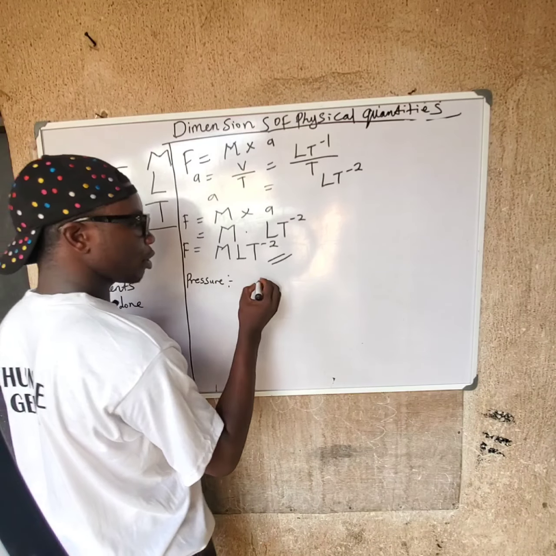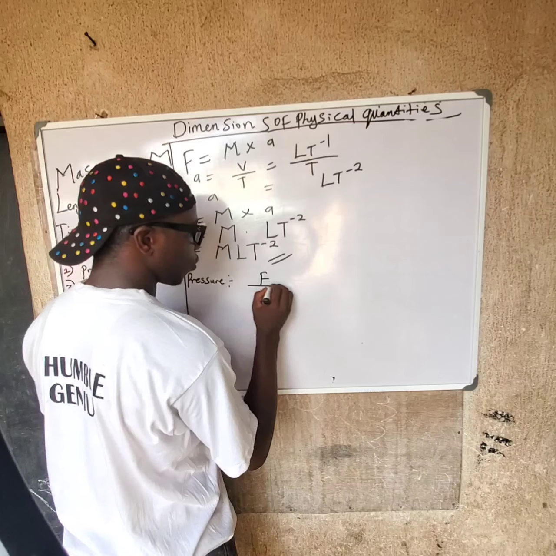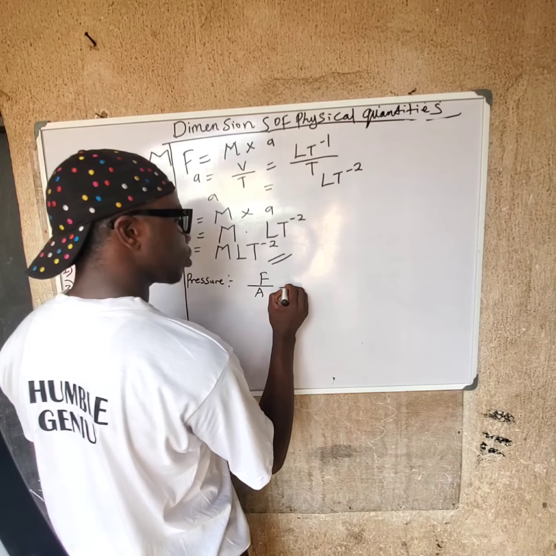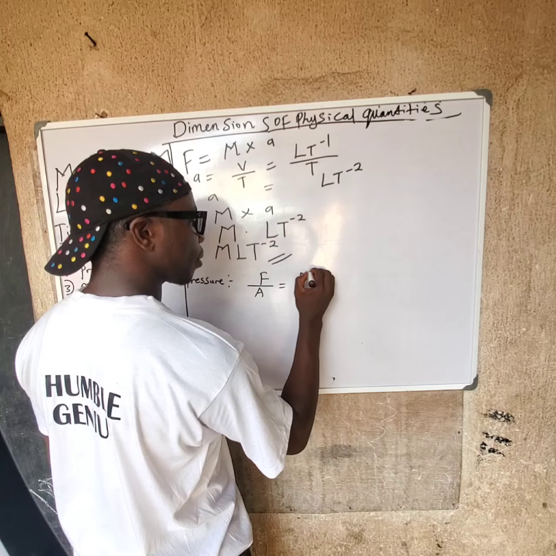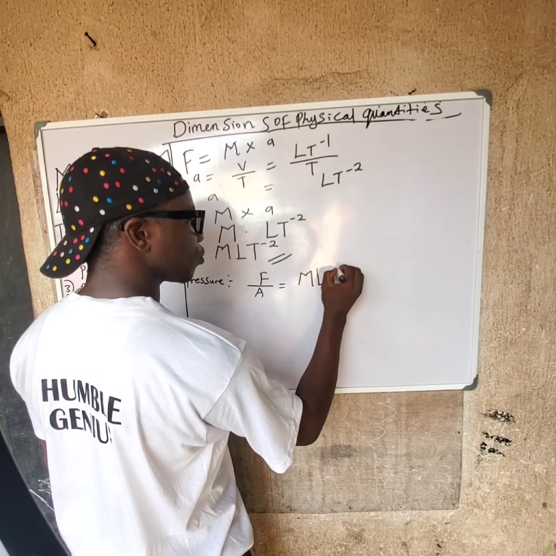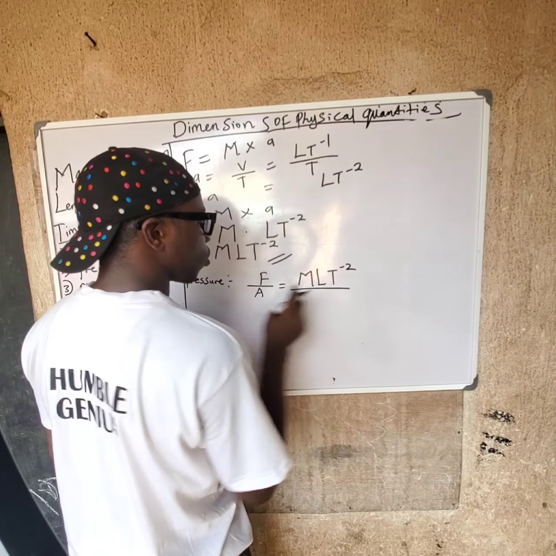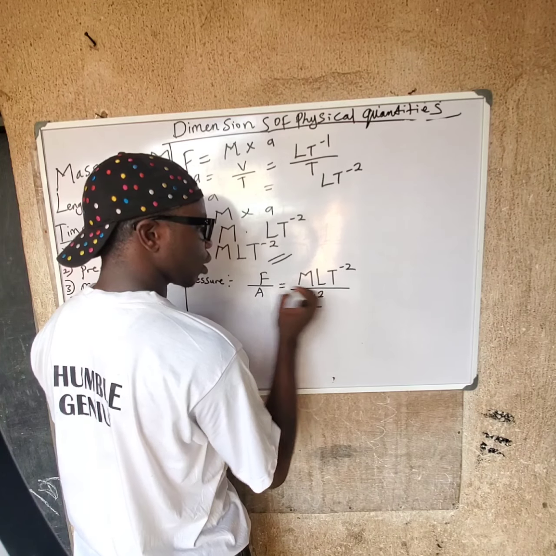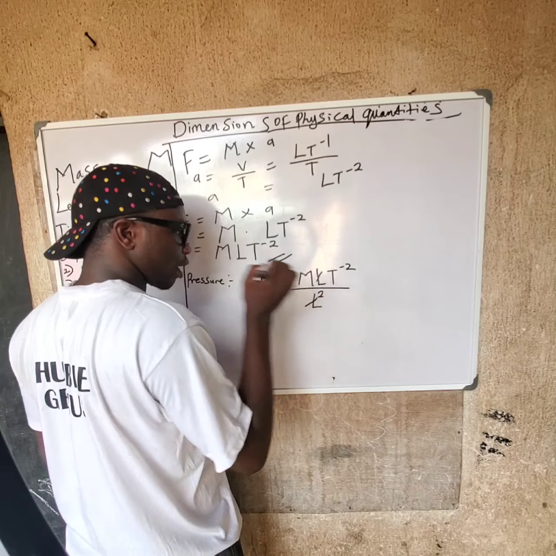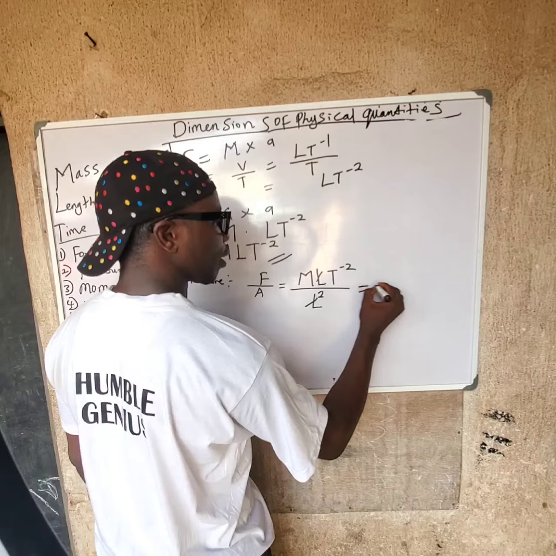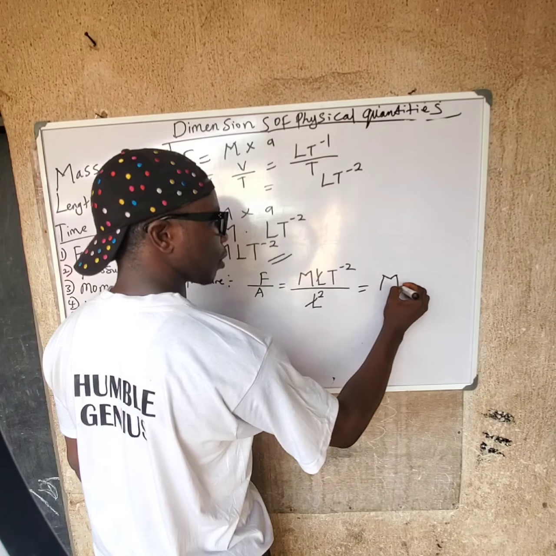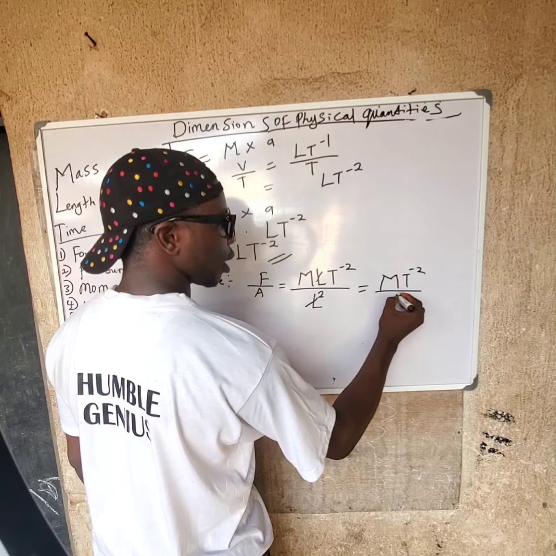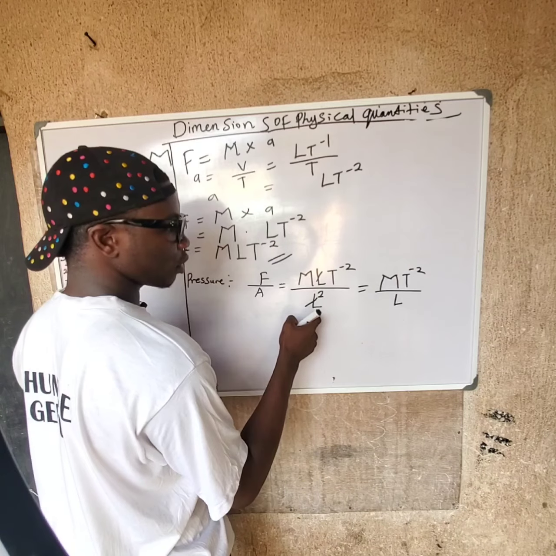Now, let's solve for the dimension of pressure. Pressure is simply force over area, or you say force per unit area. Now, what is the dimension of force? M LT raised to power minus 2. What is the dimension of area? Already we've solved the dimension of area to be L squared. So one L takes off one L. So at the end of the day, we have M T raised to power minus 2 all over L, right? Because one L is still remaining.